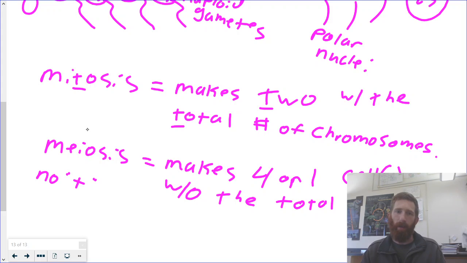Meiosis doesn't have a T, and so it doesn't make 2 cells. If you're a male, you make 4 cells. If you're a female, you make 1 cell. So none of those are 2, none of those start with T. And it does not have the total number of chromosomes that we started with.